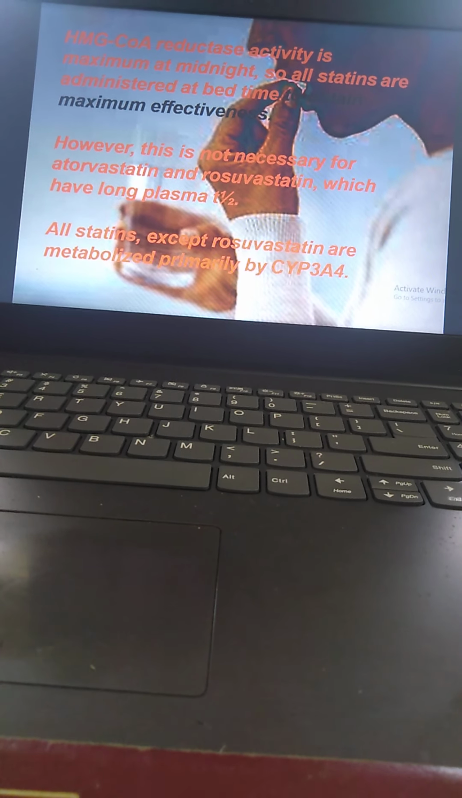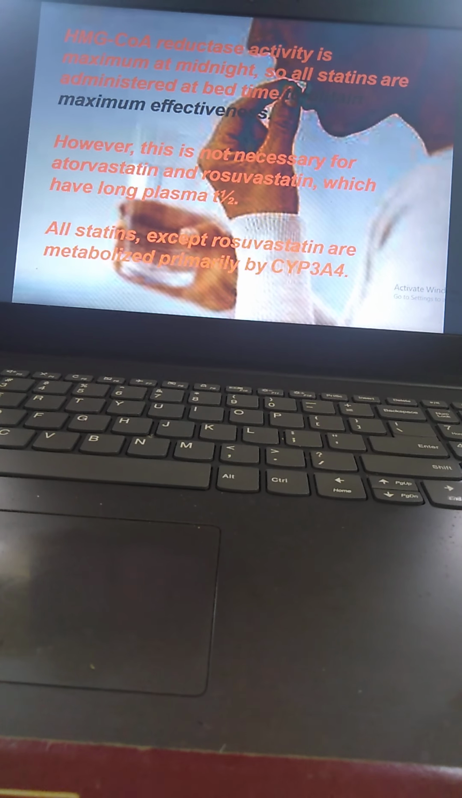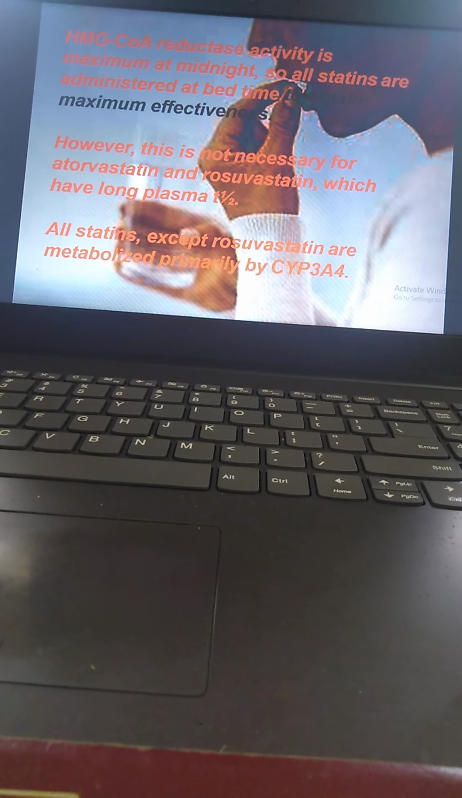However, this is not necessary for atorvastatin and rosuvastatin, which have a long plasma half-life. It does not matter; it is for those drugs which have shorter half-lives. All statins except rosuvastatin are metabolized primarily by CYP3A4. Rosuvastatin is not metabolized this way, so drug interaction is not predominant with rosuvastatin. For all the other statins we have to take care because of CYP3A4.